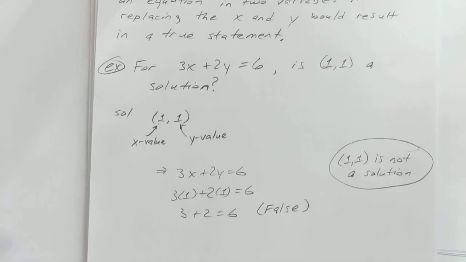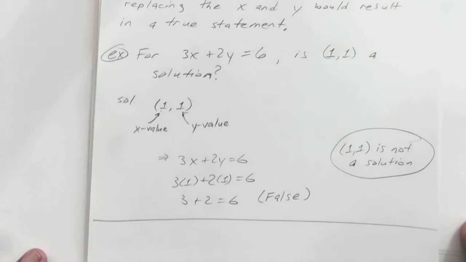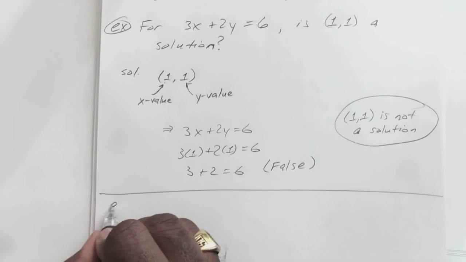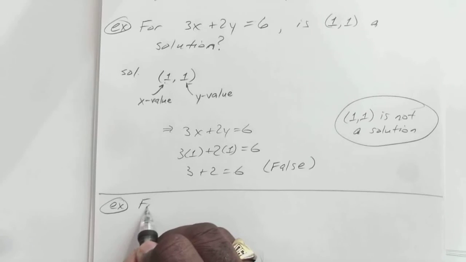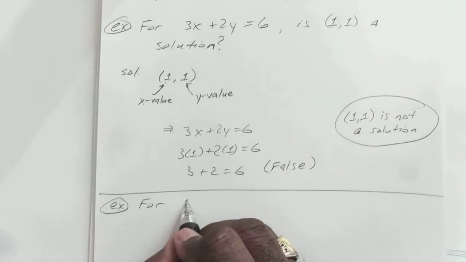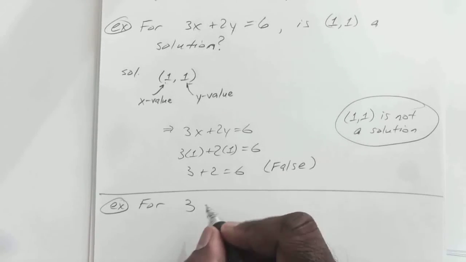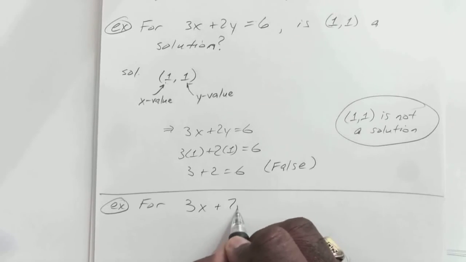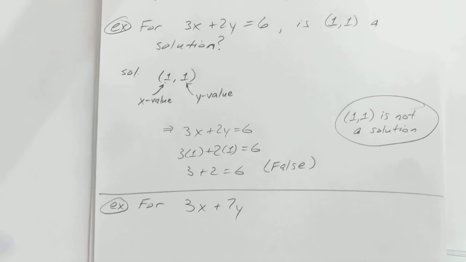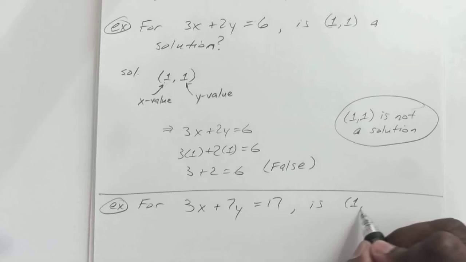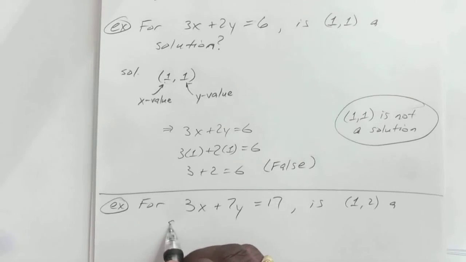Okay, so let's say if we wanted to try, for an example, let's say for 3x plus 7y equals 17, is 1, 2 a solution?